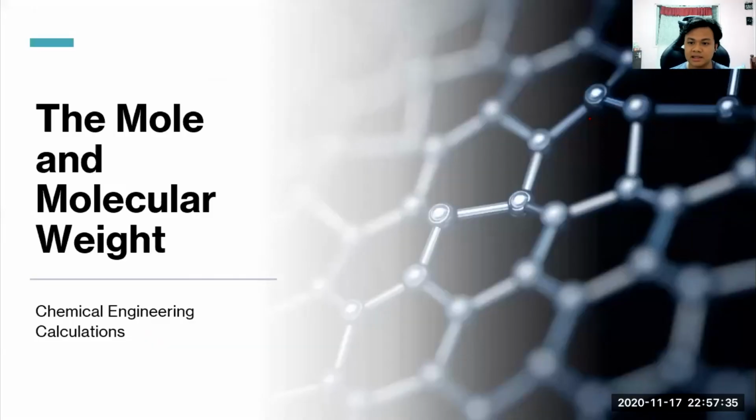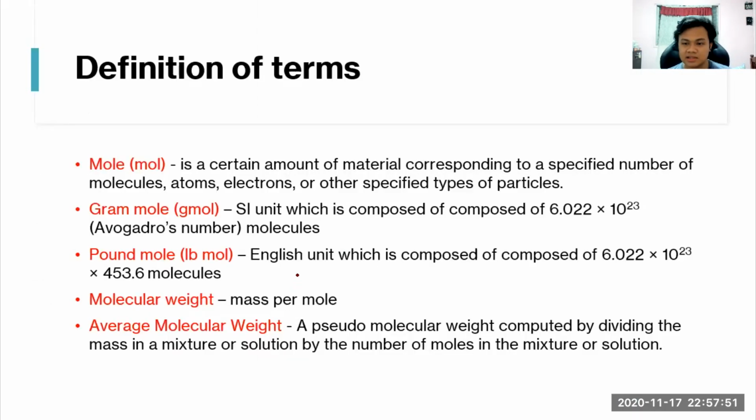So here it is, our lesson for today: mole and molecular weight. This is under the chemical engineering calculations topic, and you will encounter this in your second year. Let's define some terms first.